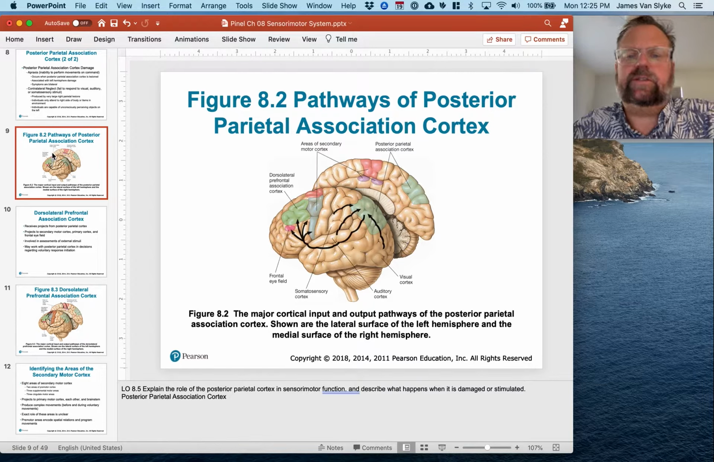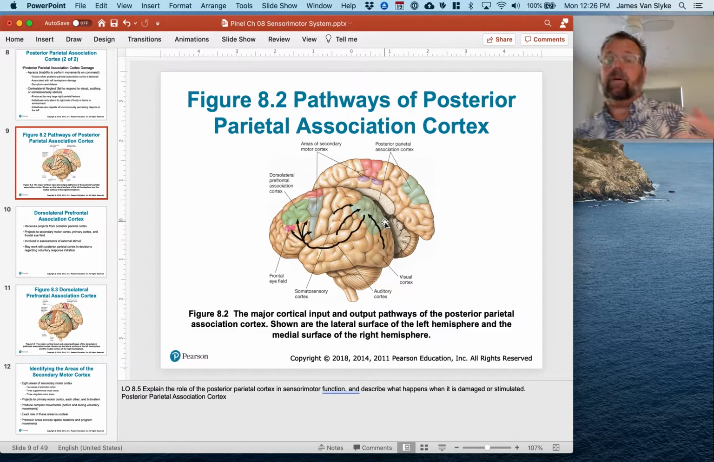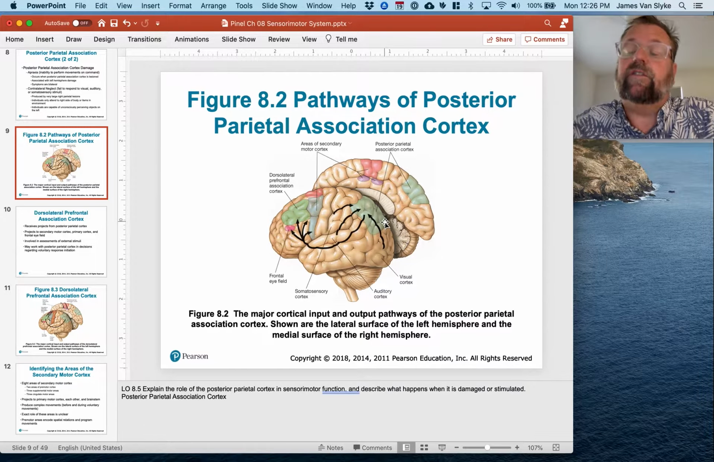Okay, so here's a look at the different areas of the brain that are being activated for this particular pathway. Notice there's your light green, which is posterior parietal cortex, and it is, of course, receiving information from the visual cortex, from the auditory cortex, and from somatosensory cortex. Remember, association cortex basically means it's associating a lot of different kinds of information. So it's taking in all different kinds of things and then playing a role in certain kinds of motor commands.